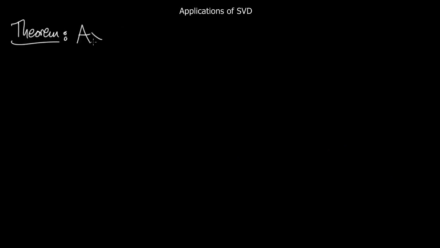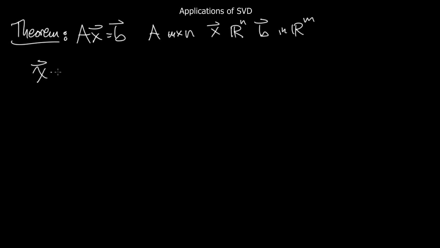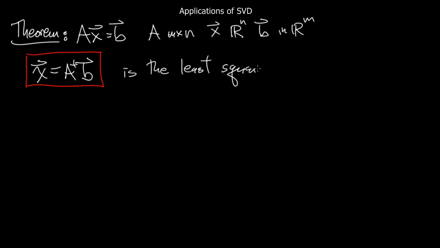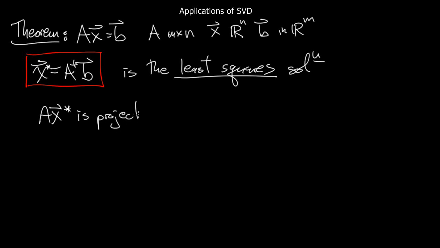Here's the theorem. Suppose I give you an equation Ax is equal to b. A is, I'll remind you, M by N. x is in R^N and b is in R^M. Then if I take x is equal to A plus b, that is the least squares solution to this equation. It's very nice. It hands you the best least squares solution. And I'll call this x star. And then, as usual, if you apply A to x star, well, that's giving you the projection of b onto the image of A.